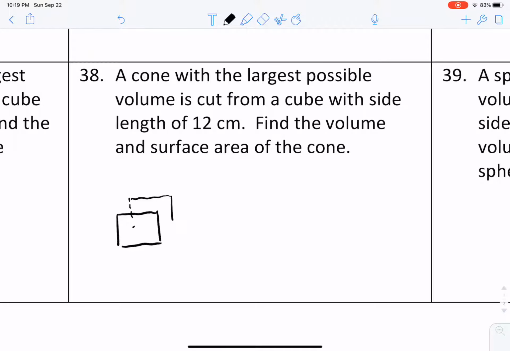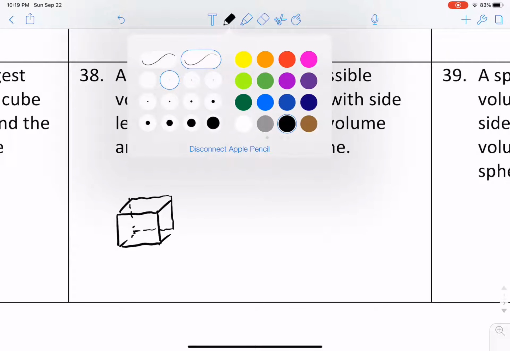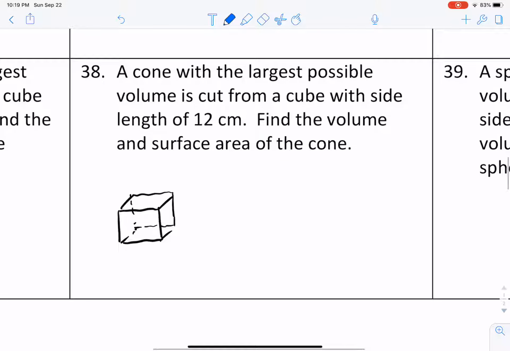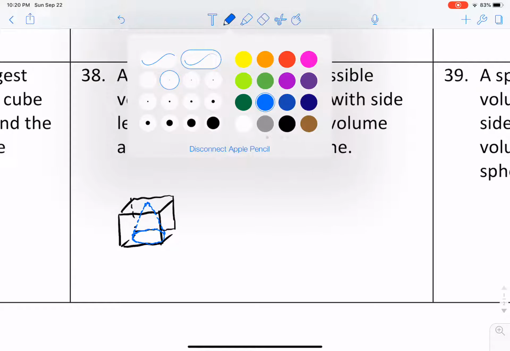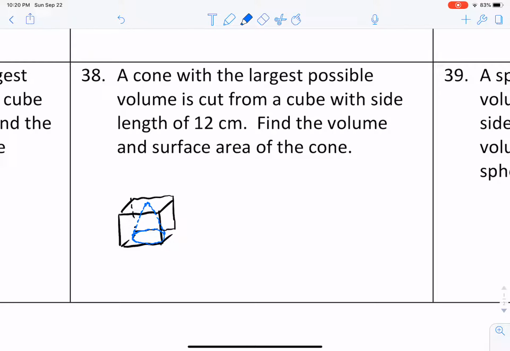So I'll draw a lovely cube. And then inside of this, maybe a blue cone. It should have a circular base here, and its vertex should hit right there, dead center on that top square. There we go. And then maybe give it a little bit of shading here.